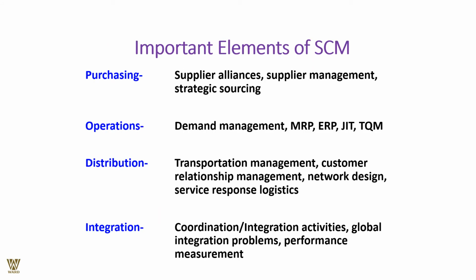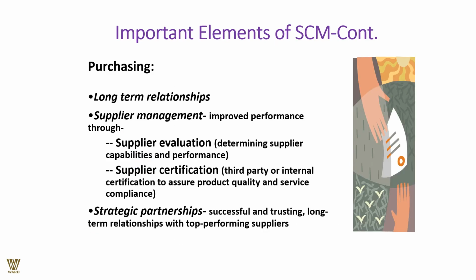Important elements in supply chain management are purchasing, operations, distribution, and integration. Purchasing covers supplier alliances, supplier management, strategic sourcing. Operations is all about demand management: MRP is material requirements planning, ERP is enterprise resource planning, JIT is just in time, TQM is total quality management. Distribution covers transportation management, customer relationship management, network design, service response, logistics. We are into integration, coordination activities, and global integration problems, with performance measurement on an ongoing basis.